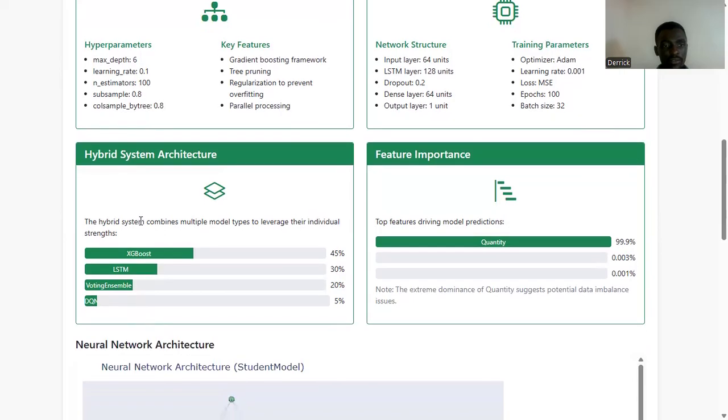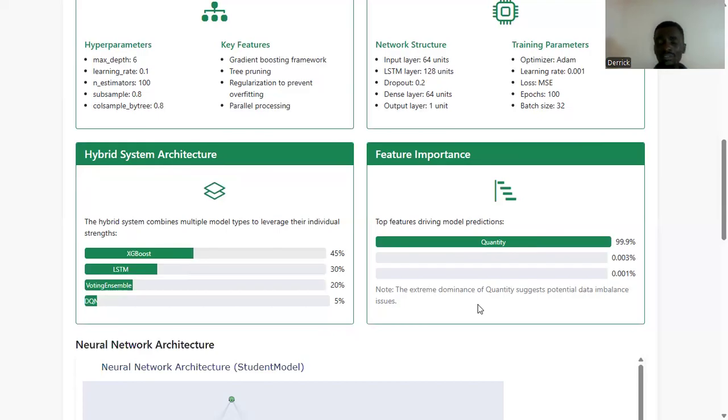Then the hybrid system combines multiple models, as I said, to leverage their strengths. And this is how some of these models contributed to make the hybrid. And the top feature driving predictions in all this is quantity. The extreme dominance of quantity suggests potential data imbalance issues.